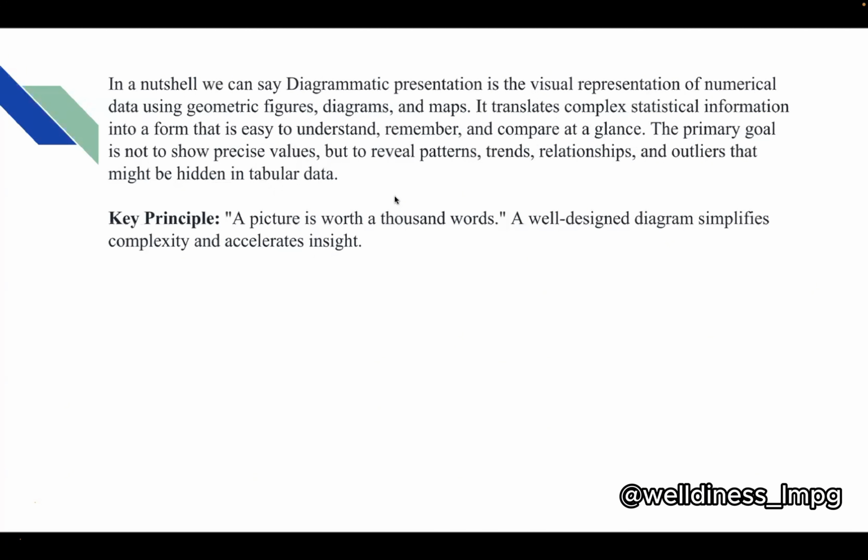If you remember, in the last class, I told you about a series I watched where a guy in a court case used, even though they were not diagrams, cards to represent an issue they were facing. So, like they mentioned here, a well-designed diagram simplifies complexity and accelerates insight into whatever challenge they are facing.